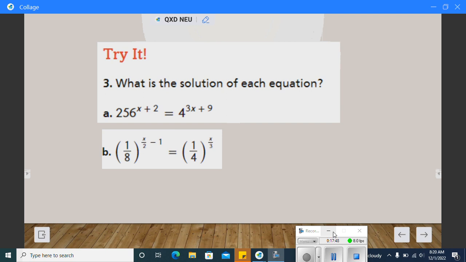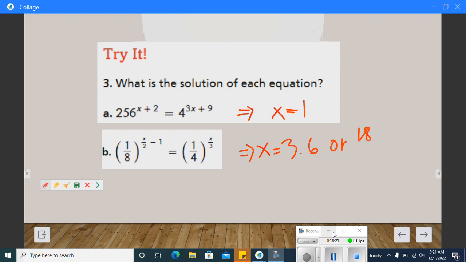So try, what is the solution of each equation? Your answer should have x is equal to 1, and here x is equal to 3.6 or 18.5. Do it on your own.